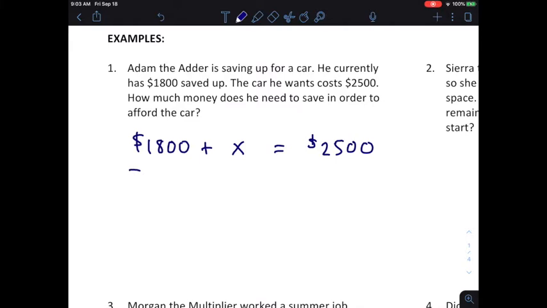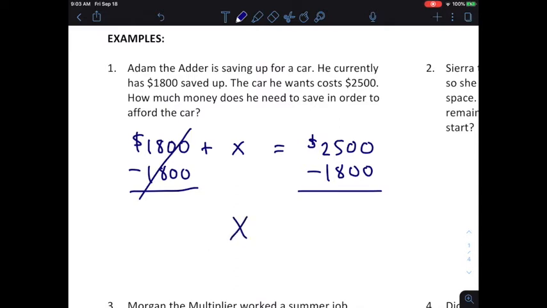We're going to subtract $1,800. In this case, we do it from both sides of the equation to keep it in balance. And when we do that, the 1800s cancel each other out on the left-hand side, and we're left with x is equal to $700. So he needs to save $700 in order to buy the car he wants.